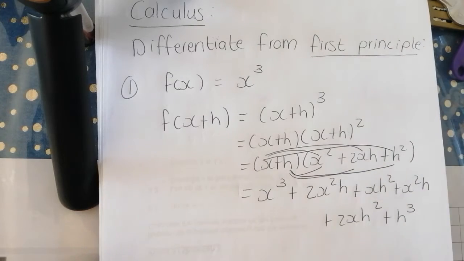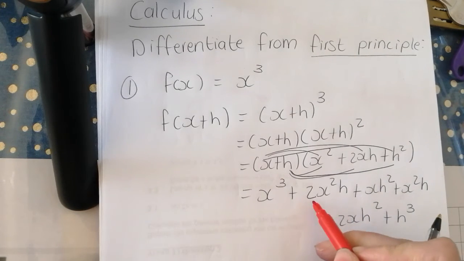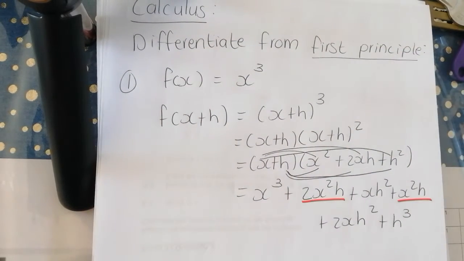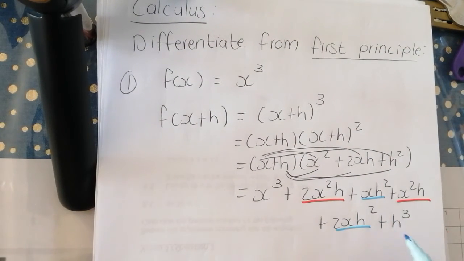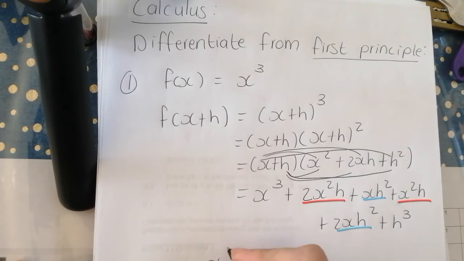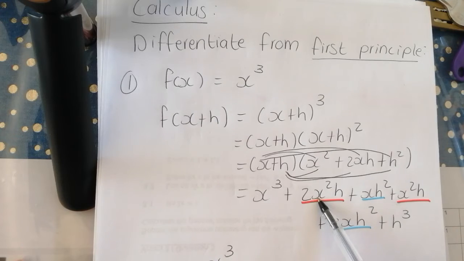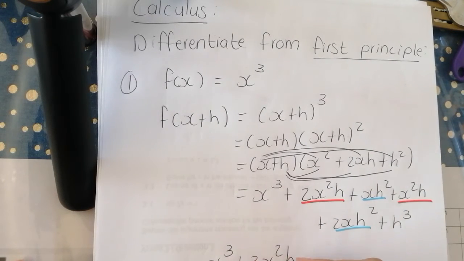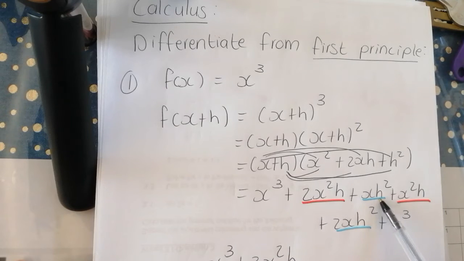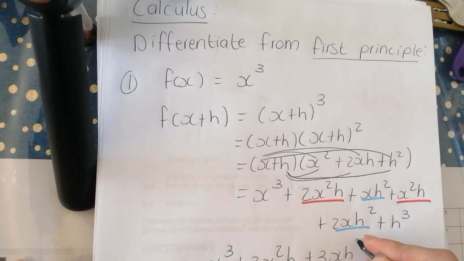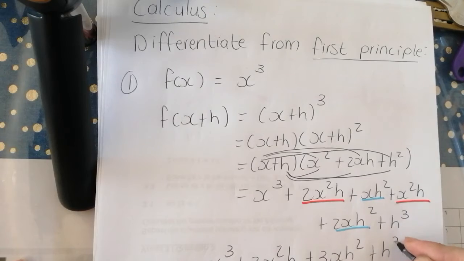So now what we do is we look for our like terms. So there's an x squared h and there's an x squared h. And also here's an xh squared and there's an xh squared. So we have to simplify this. x cubed plus 2 plus 1 is plus 3x squared h, and then we say xh squared plus 2xh squared gives you plus 3xh squared plus h cubed.